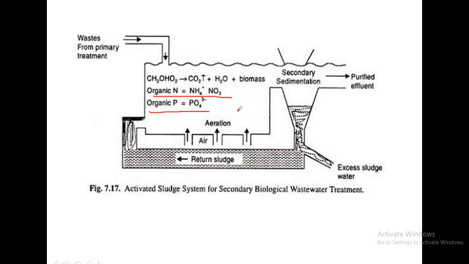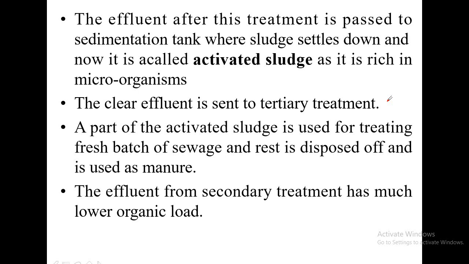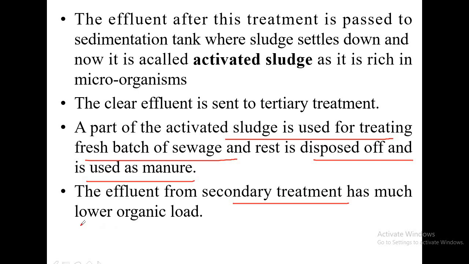All these things can be removed in the next treatment, which is called tertiary treatment. Now the clear effluent is sent to tertiary treatment. A part of the activated sludge is used for treating a fresh batch of sewage, and the rest is disposed of or used as manure. The effluent from the secondary treatment has a much lower organic load, because all the organic impurities are converted into carbon dioxide and water.